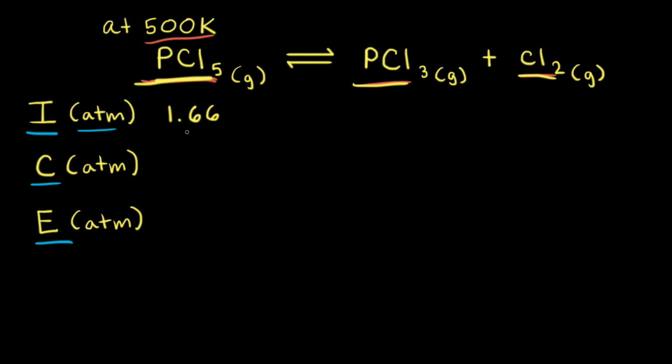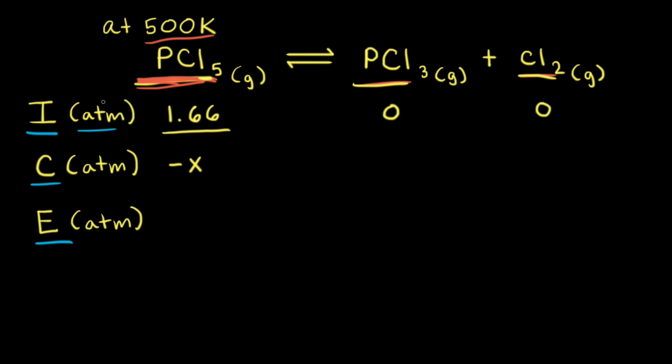We already know we're starting with a partial pressure of 1.66 atmospheres for PCl5, and if we assume that the reaction hasn't started yet, we're starting with 0 for our partial pressures of PCl3 and Cl2. Some of the PCl5 is going to decompose, and since we don't know how much, we're going to call that amount X. So we're going to write minus X here since we're going to lose some PCl5.